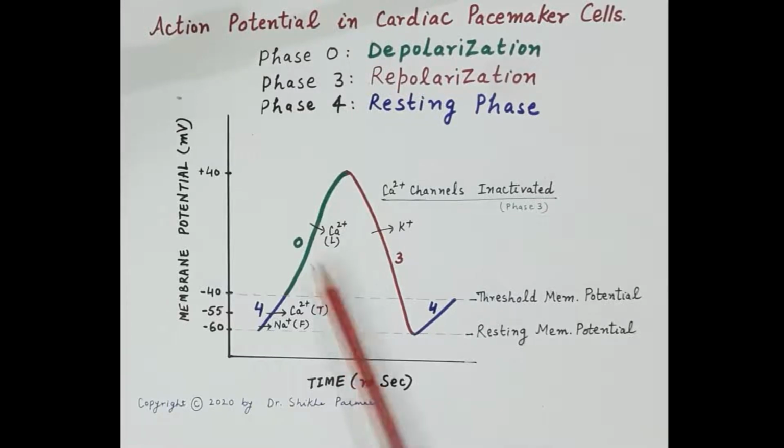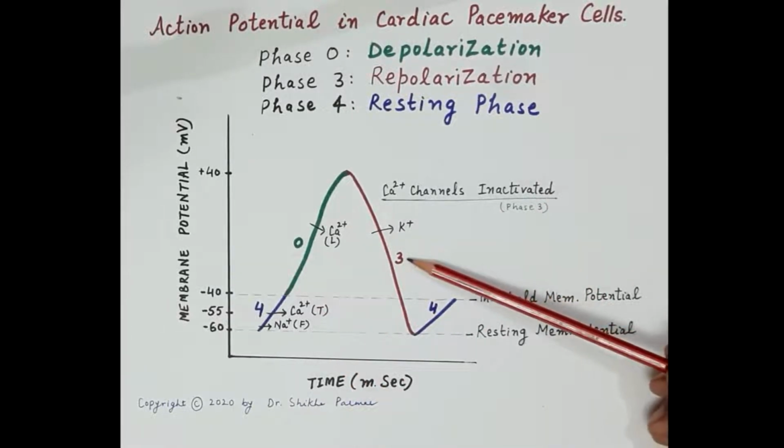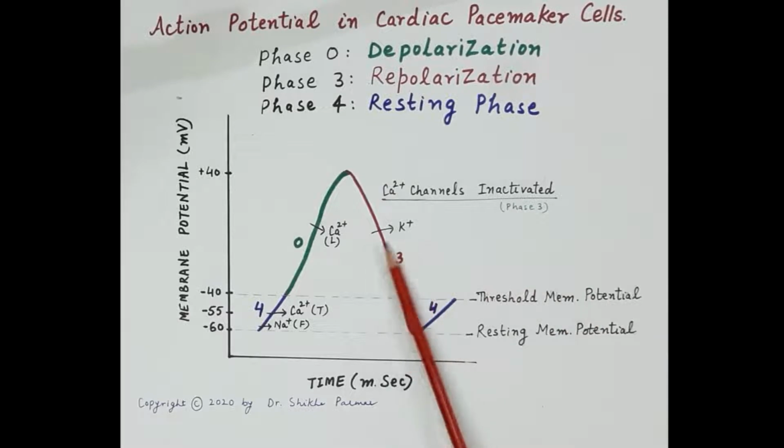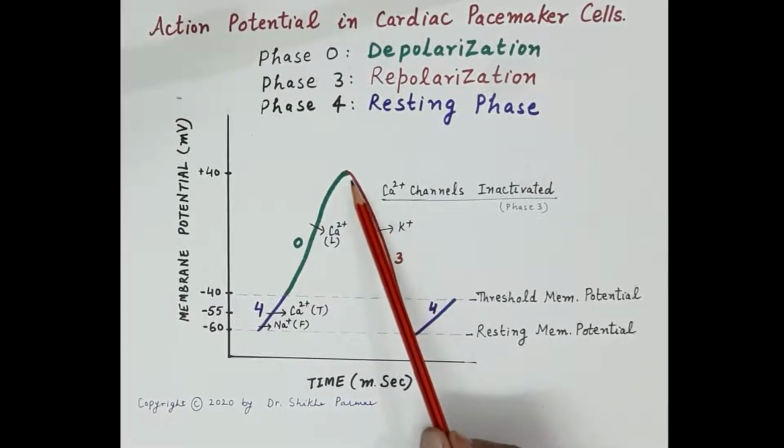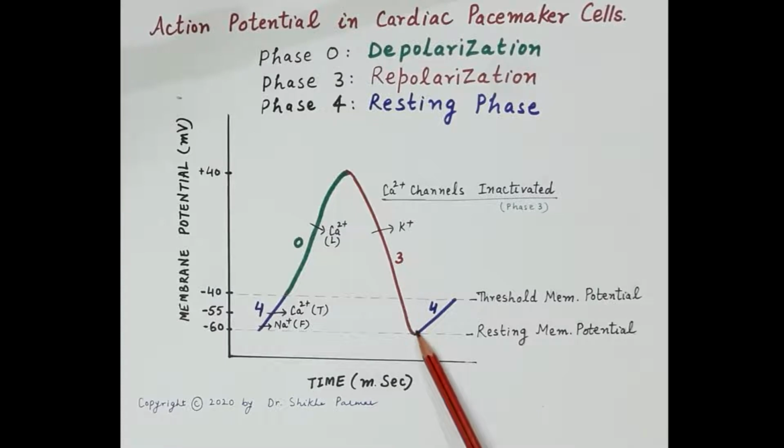Now phase 0 is followed by phase 3. In phase 3, we can see that there is efflux of potassium ions, there is movement of potassium ions outside the cells, and because of this movement of potassium ions outside the cells, there is again a fall in the membrane potential. So this phase is called the repolarization phase, and this is phase 3. At the end of phase 3, the resting membrane potential again reaches about minus 60 millivolts, and phase 3 is again followed by phase 4.